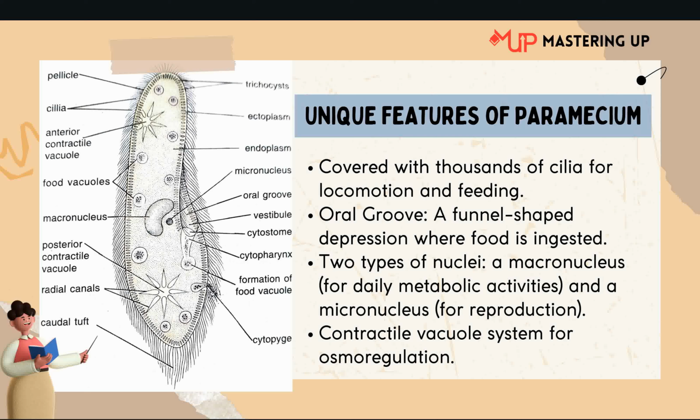On the left, you can see the structure of a paramecium with the labeled parts showing cilia, anterior contractile vacuole, food vacuoles, macronucleus, micronucleus, and then you can see an oral groove and a posterior contractile vacuole, and then cytopyge, and then trichocyst. Now we will learn about these features in detail.